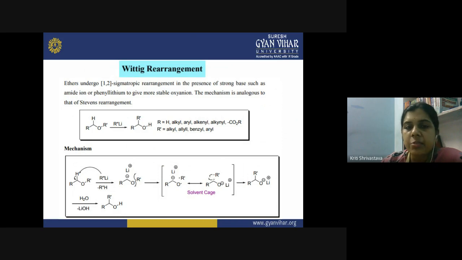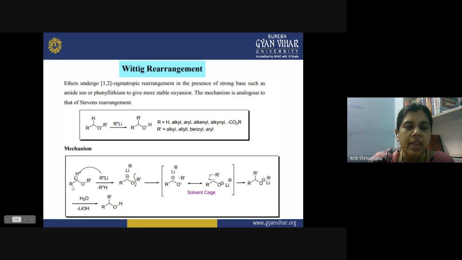Then we have the Wittig rearrangement, and here the ethers undergo 1-2 sigmatropic rearrangement in the presence of a strong base such as amide ion or phenyl lithium to give a more stable oxyanion. So the mechanism is analogous to that of the Stevens rearrangement, but this is a 1-2 sigmatropic rearrangement. So ethers are involved here, and this R group is changing its position and coming on the carbon, and this H is coming on the oxygen. This type of reaction takes place in the presence of alkyl lithium compounds, and R can be any of the groups mentioned here. So let us see the mechanism.